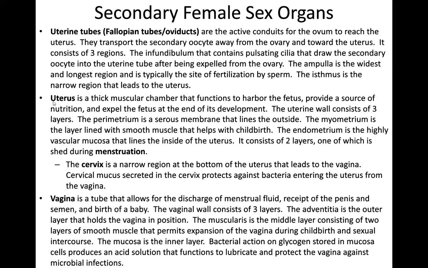The uterus is the thick muscular chamber that harbors the fetus, provides a source of nutrition for it, and expels it at the end of its development. This is why we commonly call this the womb, where the baby develops and will hang out for 9 months until childbirth.